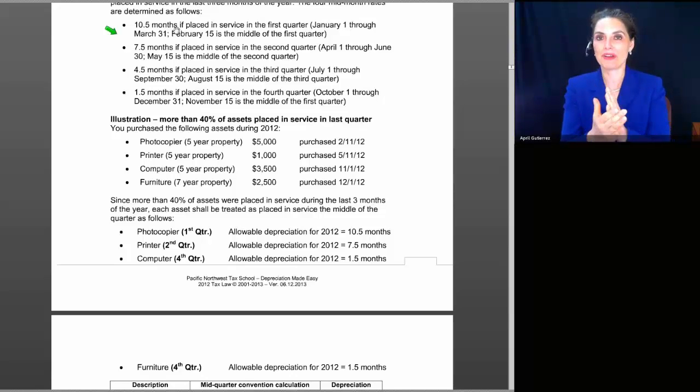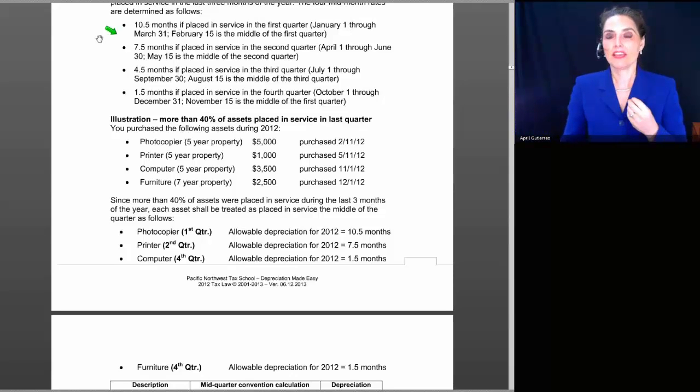We get half of February and all of the other months that follow it. That's 10.5 months. If you are required to use the mid-quarter convention and you place an asset in service in the first quarter, then you will be allowed 10.5 months of depreciation for that asset in its first year in service. If you purchase an asset and place it in service in the second quarter of the year, then you are allowed 7.5 months of depreciation.